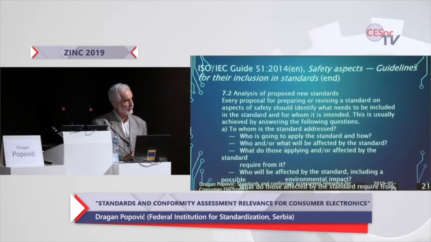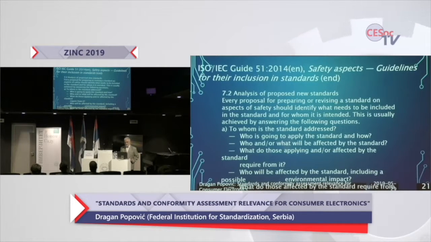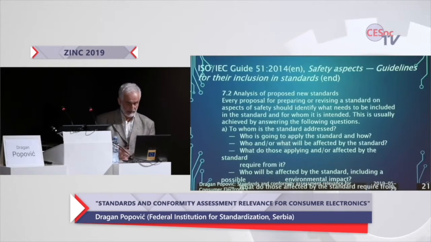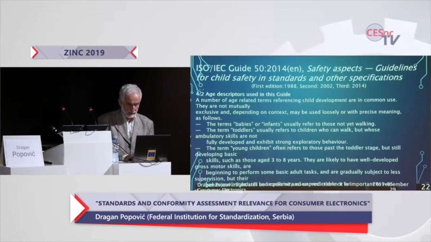Analysis of proposed new standards for users, for a new project, for a new report, etc. Every proposal for preparing a revision of a standard on aspects of safety should identify what needs to be included in the standard and for whom it is intended. This is usually achieved by answering the following questions. To whom is the standard addressed? Who is going to apply the standard and how? Who and or what will be affected by the standard, etc. So this is a very good check for all documents that are accessible by people not competent enough to understand what's happening, and to include it in your work.